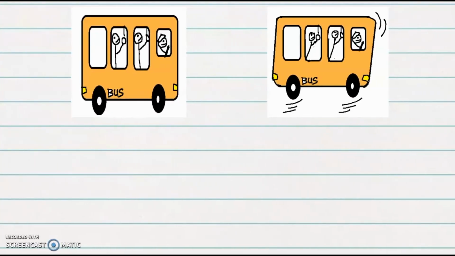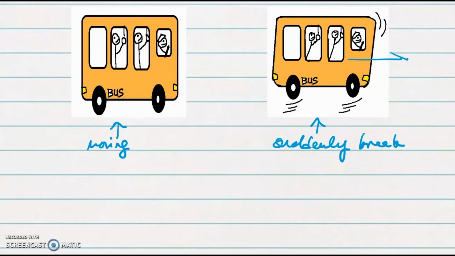Next, example number 3, we have a bus full of passengers. Initially, the bus is moving, and a few moments later, the bus suddenly brakes. So what happened to the passenger and the driver inside the bus? They lurch forward. Why? Because when the brake is applied, they resist to stop. They want to continue their motion, that's why they lurch forward. So this is called inertia.